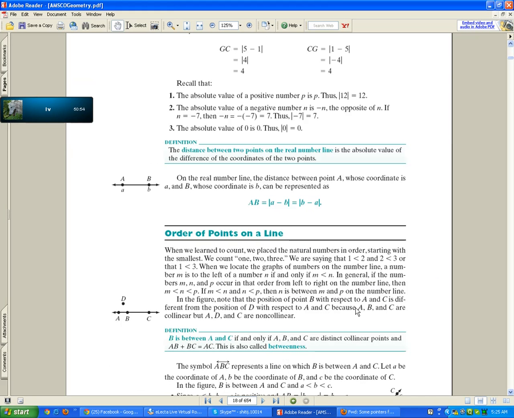So this is the way: the distance between the 2 points on the real number line is the absolute value of the difference of the coordinates of 2 points.